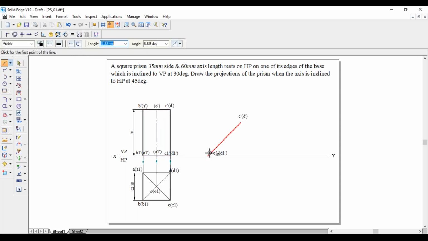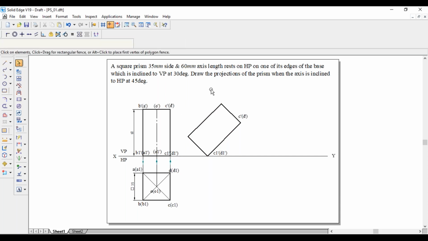From this corner, draw a line perpendicular to this line. The length will be 35 mm. Similarly, from this point, draw a line perpendicular to this line. The length will be 35 mm. Now join these 2 points. This is B dash in the bracket A dash. This one is B1 dash in the bracket A1 dash.